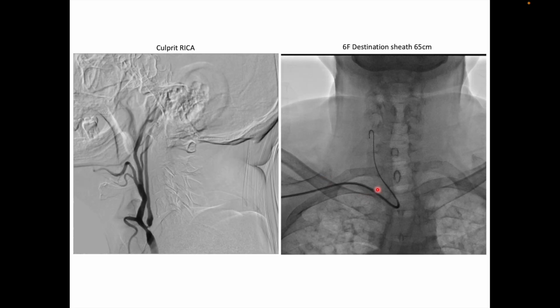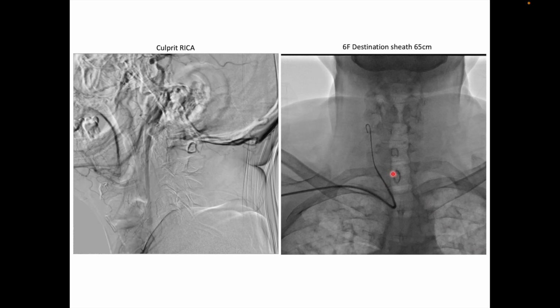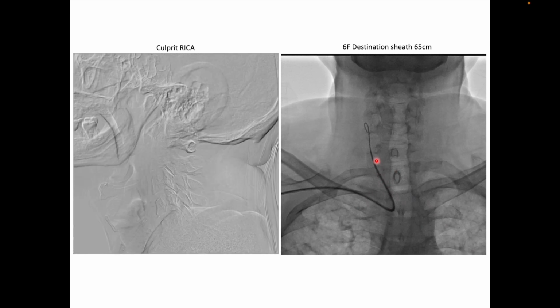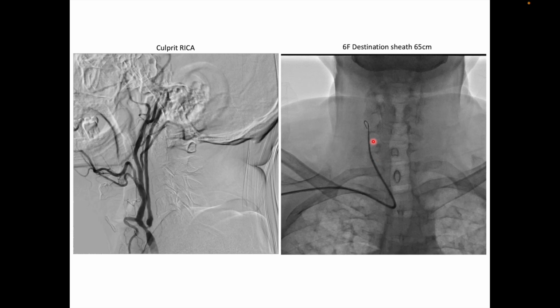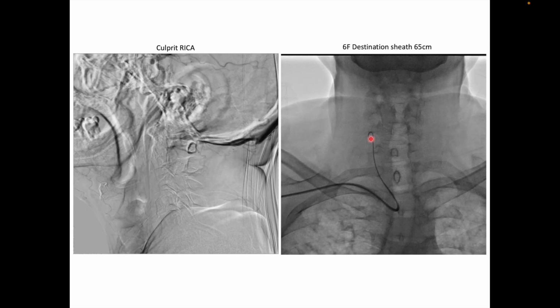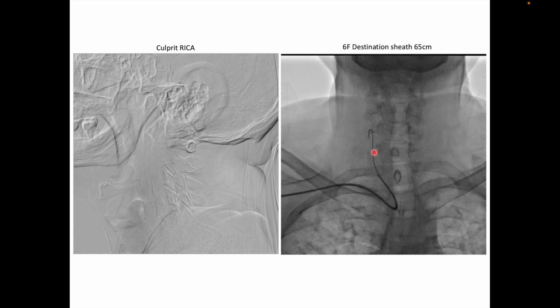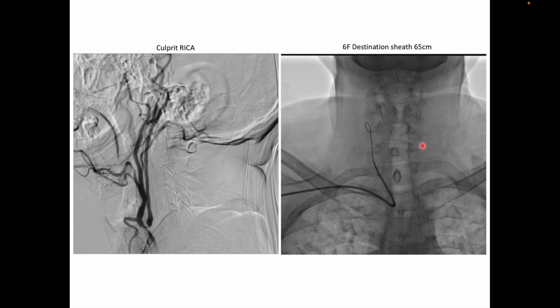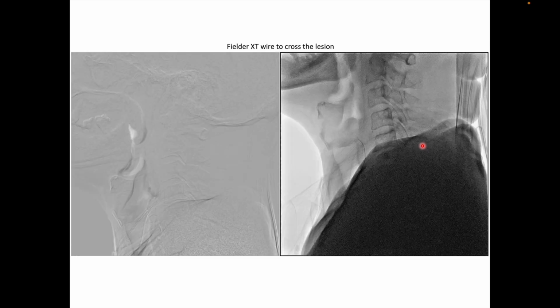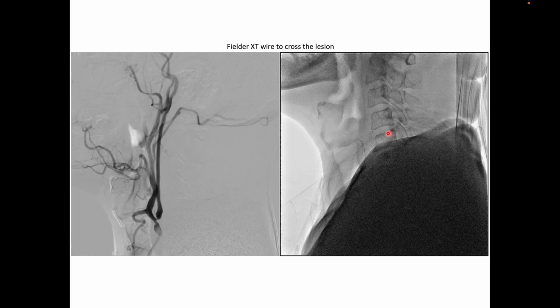Now you are going to exchange the wire, and you've taken the destination sheath that's gone up. SIM2 has been removed. This is an 035 exchange wire, and on top of that, destination sheath has been taken through the brachial approach. This is 6 French 90 centimeters. Fielder XT wire was used here.